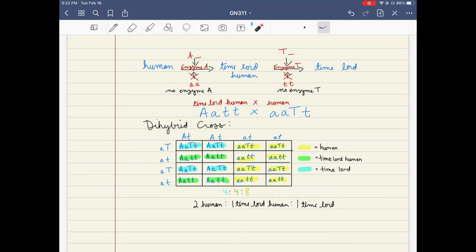And then right here, we'll look at this one, little a, big T, little t. With that one, they don't even have a big A, so they can't make it to Time Lord human, though they do have the big T, but because they didn't make it to that first jump, they are still human. They will just carry on that Time Lord regenerative gene.